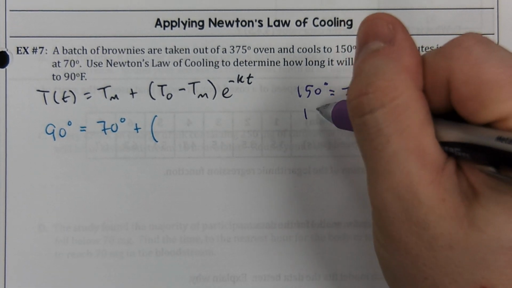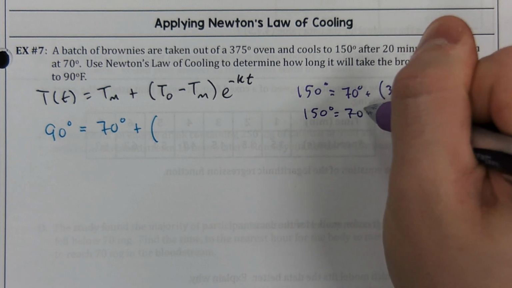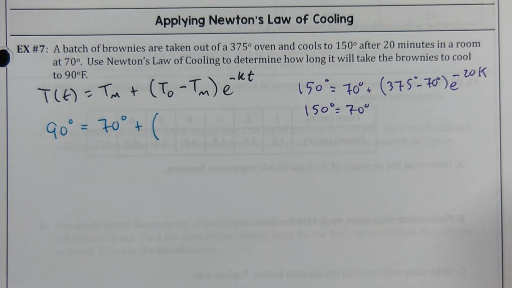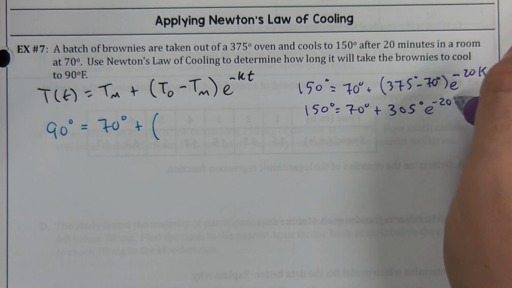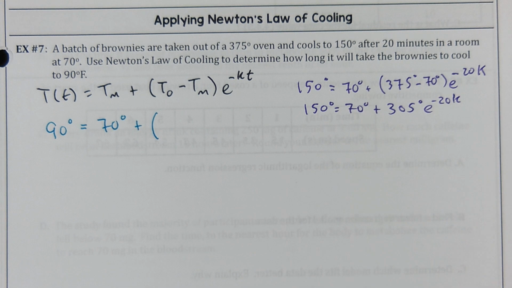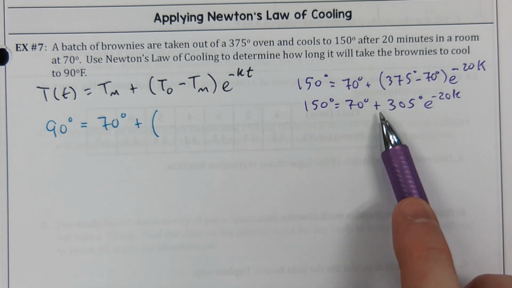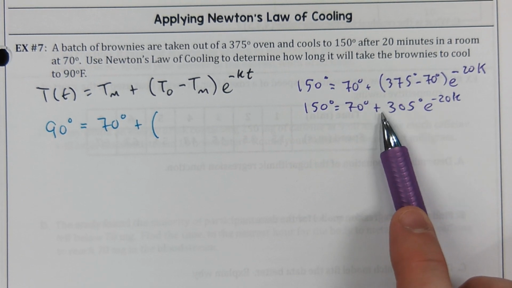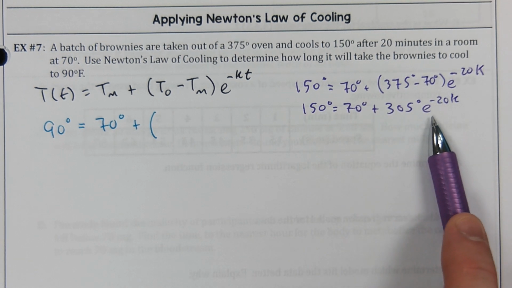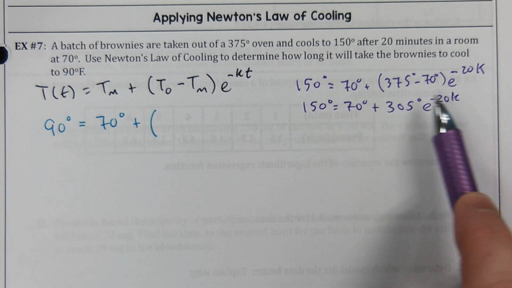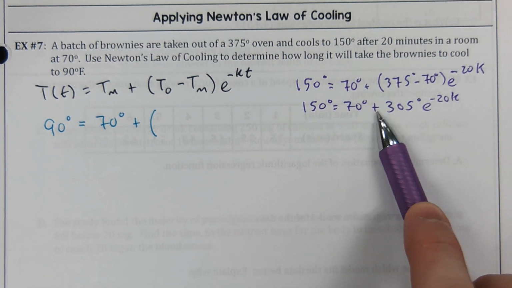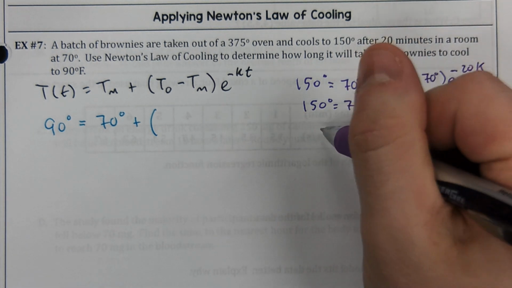Let's see. 150, 70, 375 minus 70 is 305. E to the negative 20k. Now, when I teach this in Algebra 2 Honors and Algebra 2 and any other time I've ever had to teach it, I have to remind my students, you cannot add these two numbers right here. You can't add them because this is being multiplied to an expression that you can't evaluate. So you're trying to isolate k, you have to subtract 70. Do not add here. Subtract 70 from both sides.